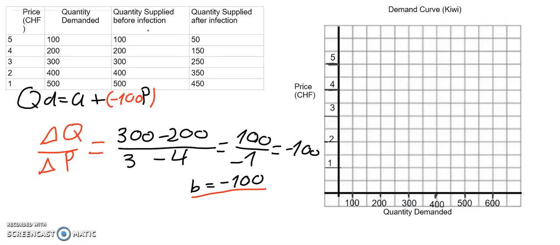So now what we are going to do is substitute in another two variables, but this time it's going to be quantity demanded and price. And let's say we're going to substitute in 2 and 400. So 400 is going to go in quantity demanded, and 2 is going to go into price. And we're going to work this out and find what A is equal to. So pause the video here if you're going to work that out.